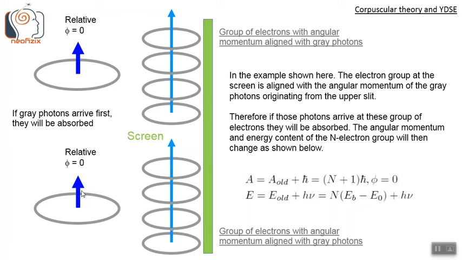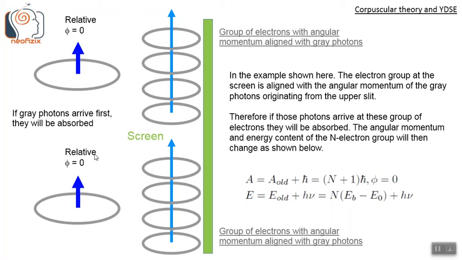The angular momentum and energy content of the n electron group will then change as shown below. That is, A old was the total angular momentum of this group, which was n h bar, plus h bar. h bar is the angular momentum of the new photon coming in. So A old plus h bar is just (n plus 1) h bar. Remember, this happens only when there is alignment between the incoming photon and the electron angular momentum.